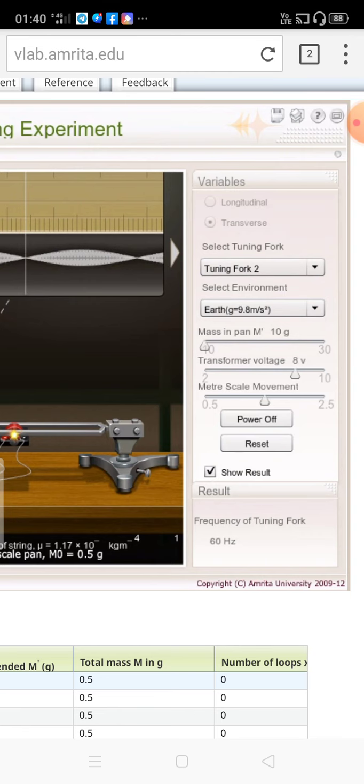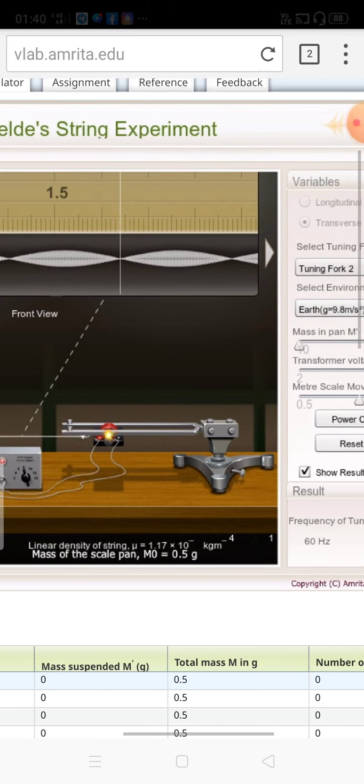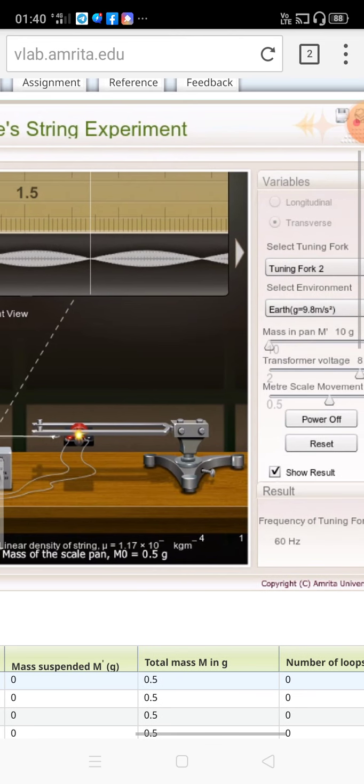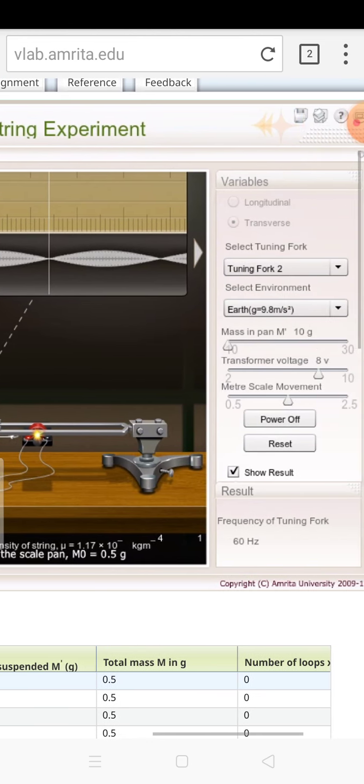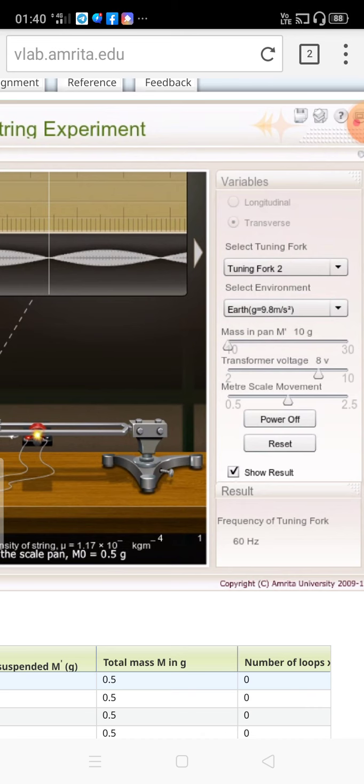Now if you use a different tuning fork and every time you do longitudinal and transverse, you get a number of values. So my suggestion is you better use a particular tuning fork throughout the experiment, keeping the transformer voltage fixed at 8 volt or whatever voltage you decide, but it should be fixed. Okay, it should not be varied.